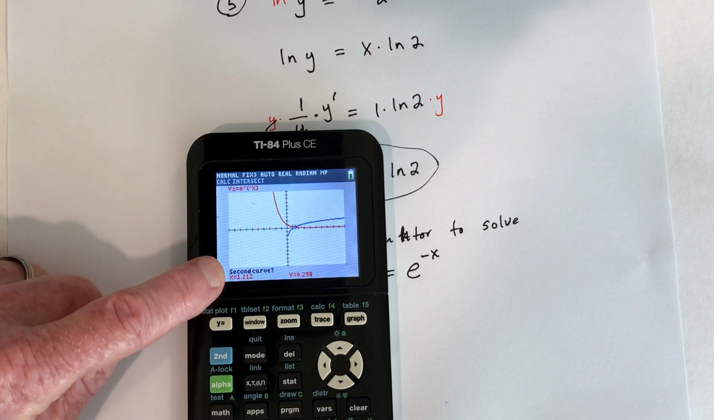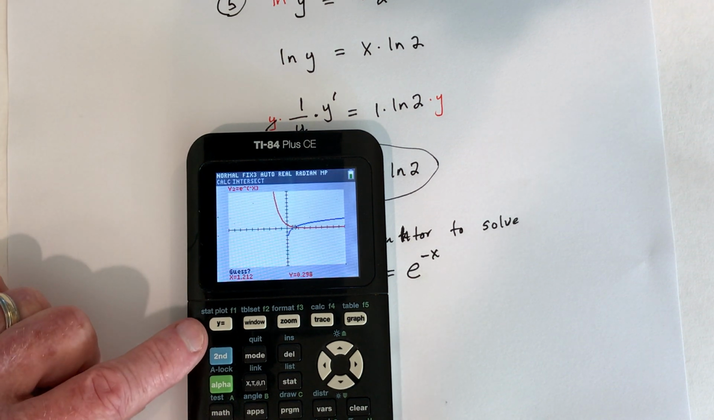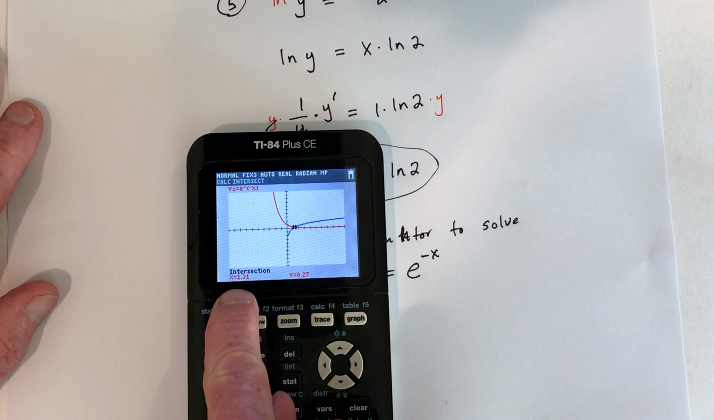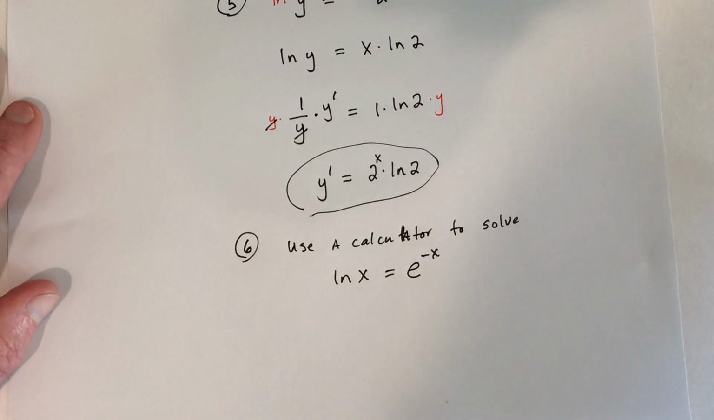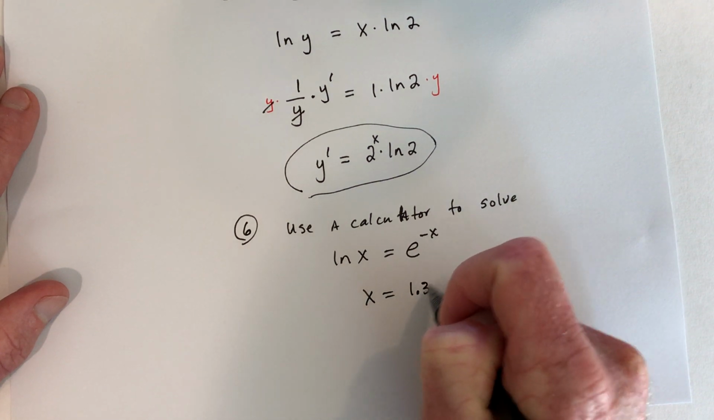Now it says, for your second guess, where do you think they intersect? I still think right there, so I hit enter again. And then what's your guess? Well, my guess has not changed. It's still right there. So it turns out that x equals 1.31.